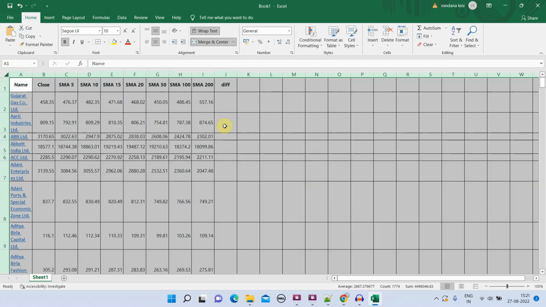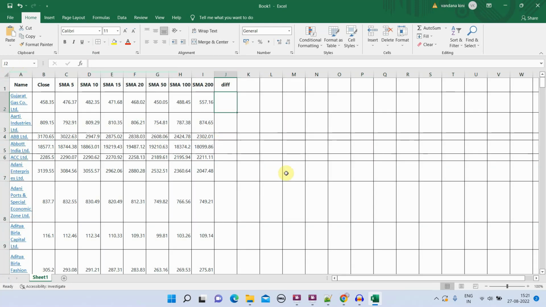So what is diff? The diff column tells me the percentage of the stock price from its 20-day moving average. How do you find that? It's very simple. You find the difference between the close and the 20 DMA, divided by the close, times 100. Now you apply this for the entire sheet. I hope it is applied everywhere.